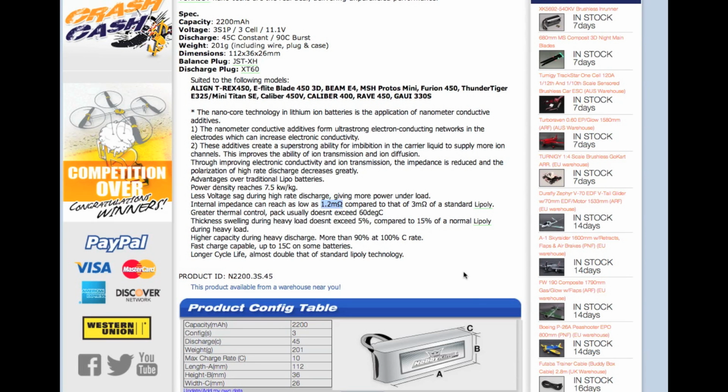It's nice to see that some manufacturers and vendors are beginning to list references to internal resistance in the actual specs of their products. Here is the Turnigy Nanotech 2200 milliamp hour 3-cell pack that I just tested. You'll note among the specs are the internal impedance or the internal resistance. They've listed as low as 1.2 milliohms.